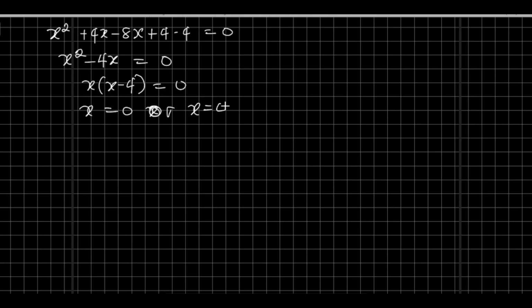Okay, so these are the solutions. We have two solutions here. x equals 0 or x equals 4 are the solutions. So this is what we have. This is how you can solve all this kind of equations. So these are the kind of equations we have to solve.